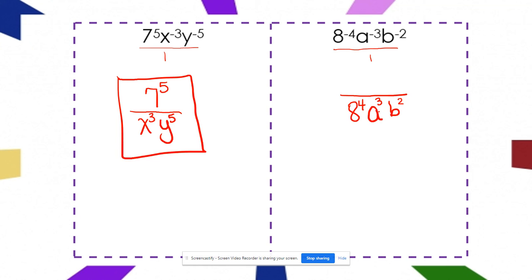But now I'm looking at this, and this doesn't quite look right, because when I have a fraction, I always need to have something in the numerator. In a problem like this, where I've gotten rid of everything that was in the numerator because it needed to move down to the denominator, I have to put something in the numerator. And what I'm going to do is take that 1 and flip it up to the numerator. So my solution is going to be 1 over 8 to the 4th, a to the 3rd, b to the 2nd.